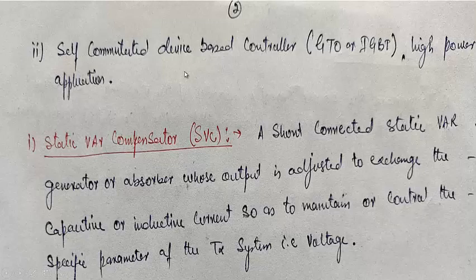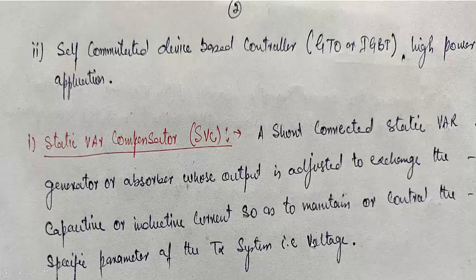Now let us start introducing some important controllers. We will start with the static var compensator, also shortly known as SVC. It is a shunt connected static var generator or absorber, usually connected in shunt, that is between the line and earth. Var means reactive power. It can generate and supply reactive power, or it can absorb reactive power, whose output is adjusted. That means the output current, whether it is an inductive current or a capacitive current, is exchanged so as to maintain or control a specific parameter of the transmission system, usually the voltage.